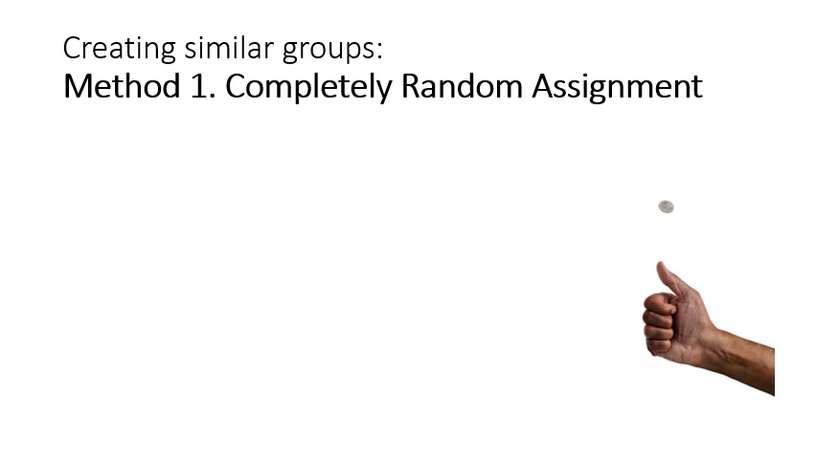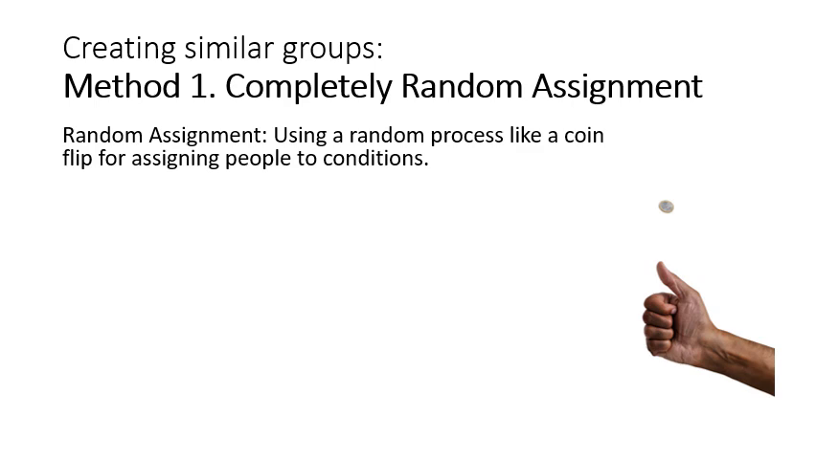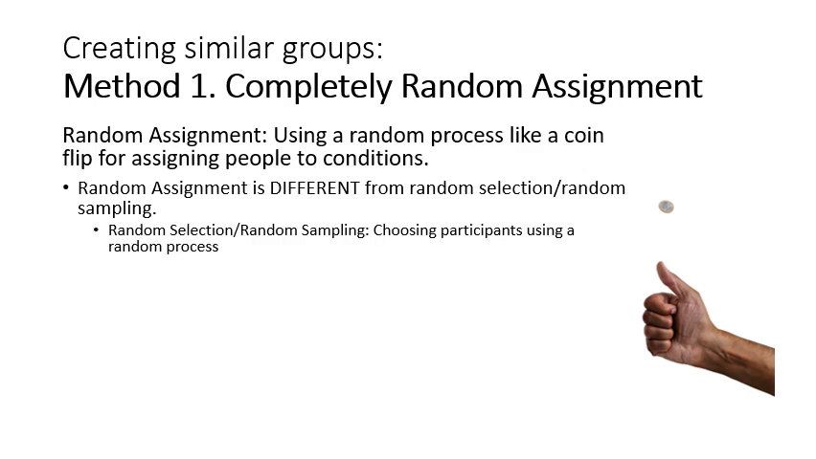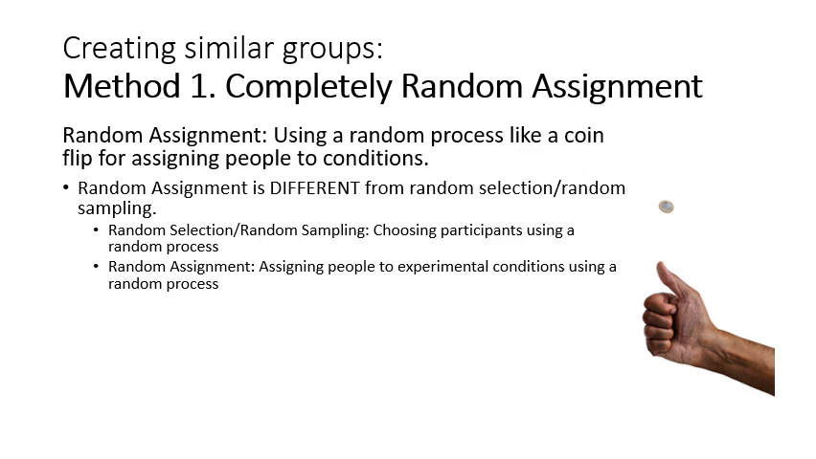So how do we create similar groups? Method 1, completely random assignment. So random assignment in general means that we're using a random process like a coin toss for assigning people to conditions. This is so often confused by students. Random assignment is different from random selection or random sampling. Random selection or random sampling means you're using a random process to choose participants. Random assignment means you're using a random process to assign people who have already been chosen to different experimental conditions. So don't get those terms confused.